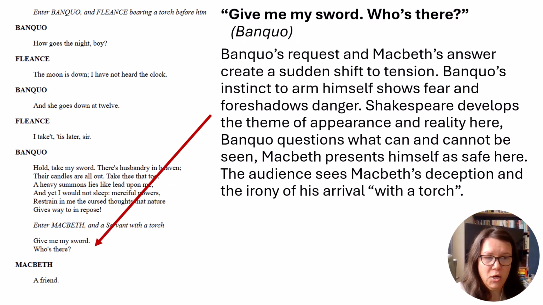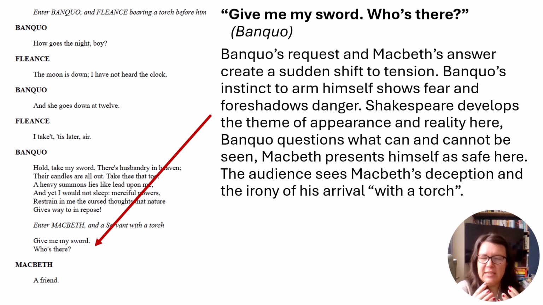All right, our third quote then is directly after Macbeth enters with a torch. It's very dark. Banquo says, "Give me my sword. Who's there?" He doesn't know who's coming towards him. And we have this sudden shift in tension. Banquo arms himself. There is this instinctive nature of fear and danger in Macbeth's castle.